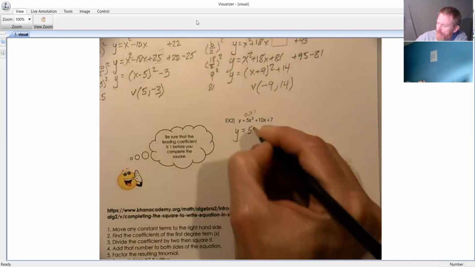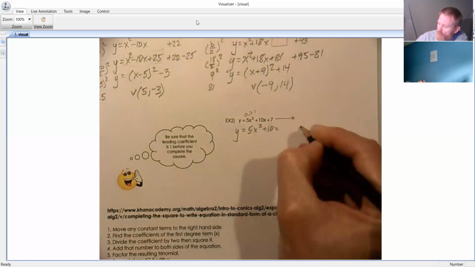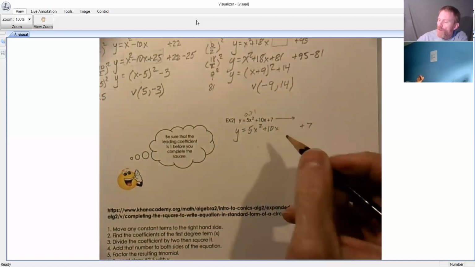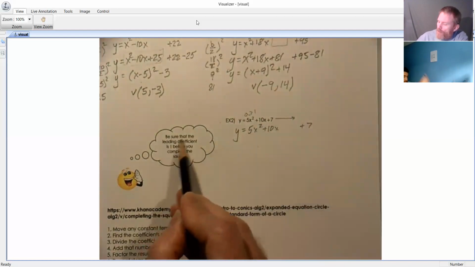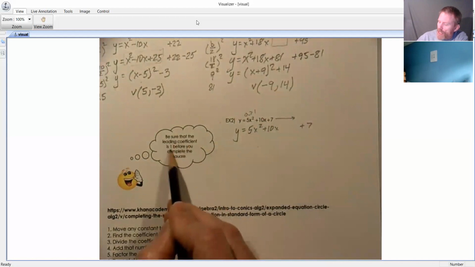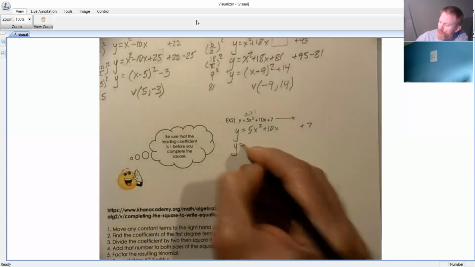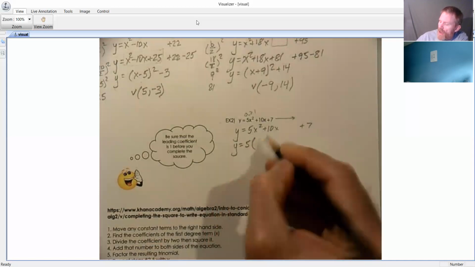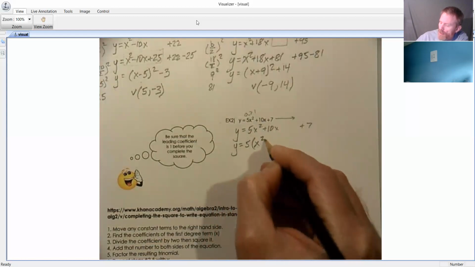Here, we'll do the same idea. We'll just pull the 7 off to the side. Now, we know from our previous lessons that we've got to be sure that the leading coefficient is 1 before we try to complete the square. So to make the leading coefficient of the x 1, we're going to factor out, because we don't want to lose it, that 5.